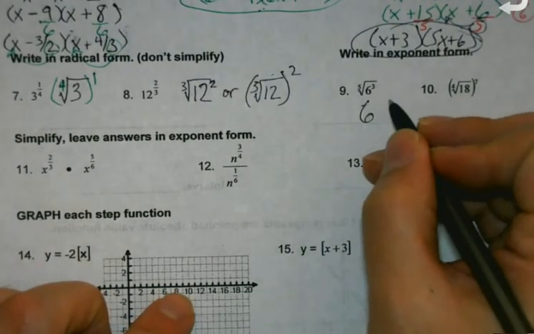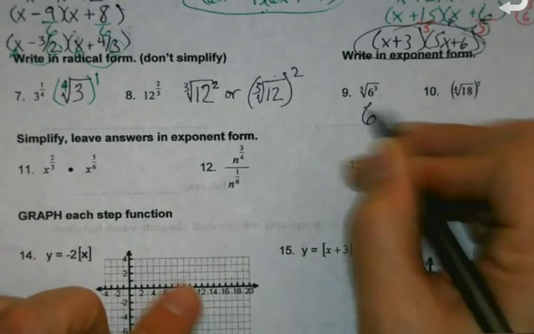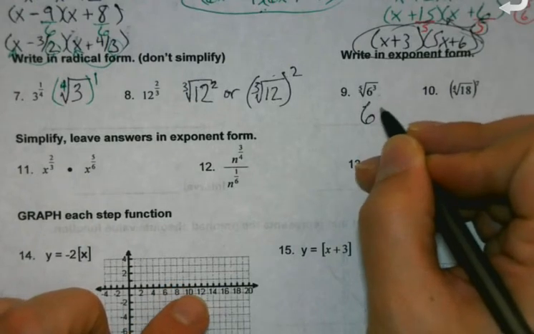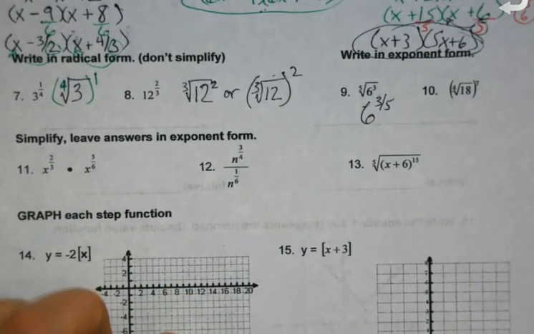Exponent form, we just go back the other way. So 6 to the 3/5 or 5/3? Perfect, 3/5 because it's exponent over root. Okay, if you're ever not sure, exponent comes before root in the alphabet. So it needs to go on top, it needs to come first.